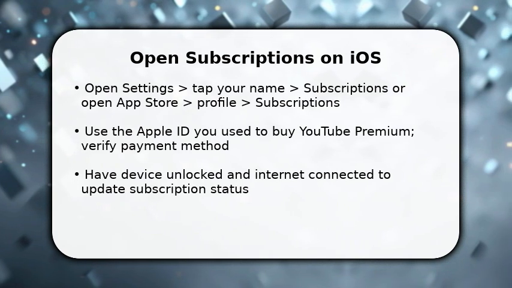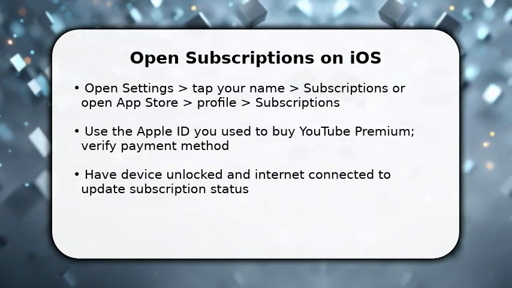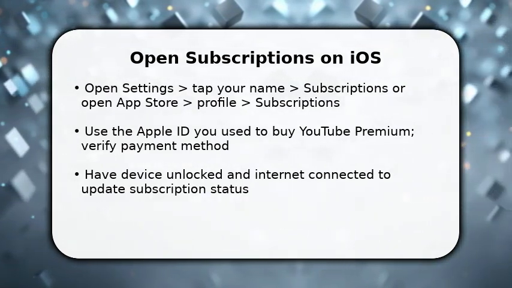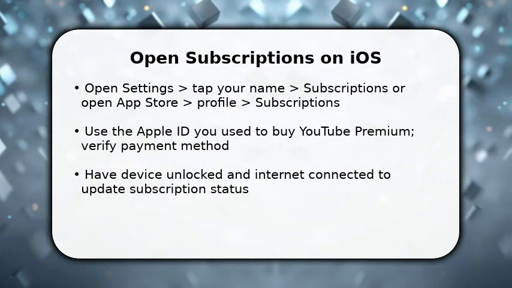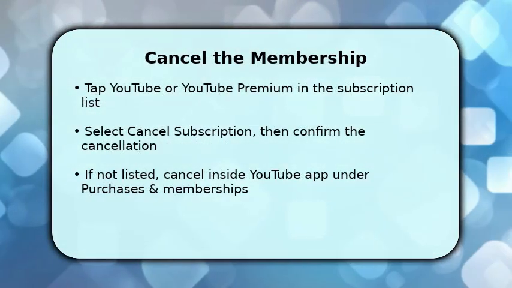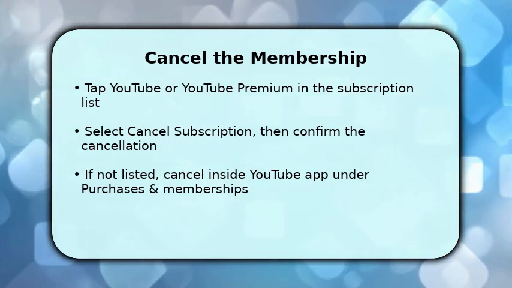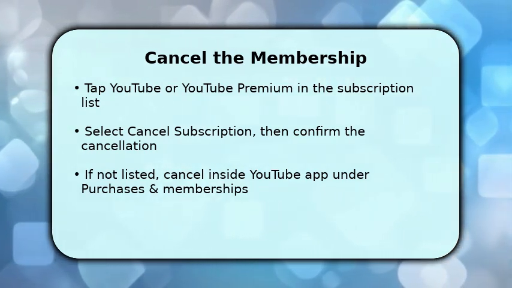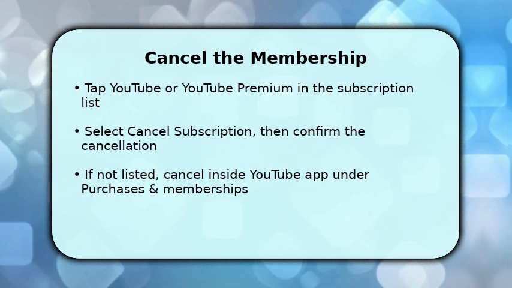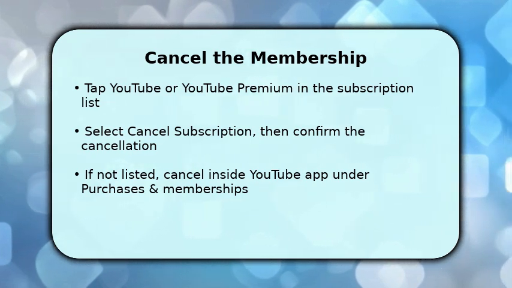Once you're on the subscription screen, scan the list for YouTube or YouTube Premium so you can move straight to managing that membership without delay. Now cancel the membership. Tap YouTube or YouTube Premium in the list, then press Cancel Subscription and confirm when prompted. Apple will show the expiration date so you keep access until then.